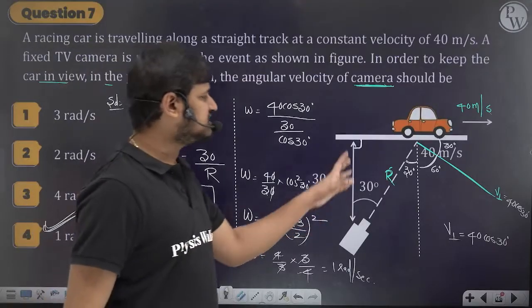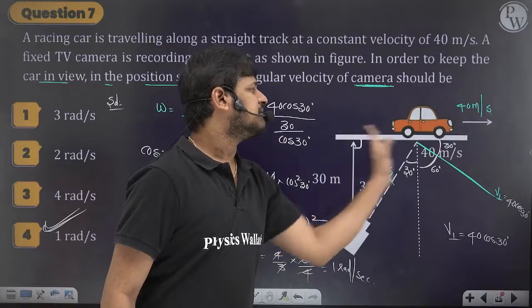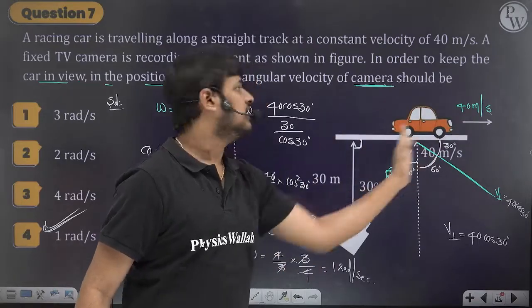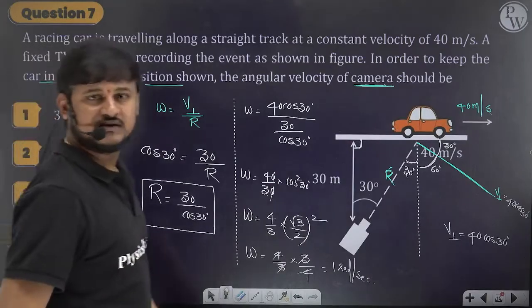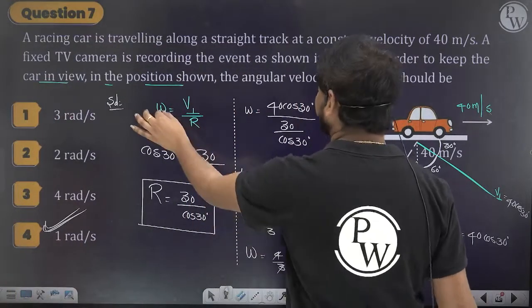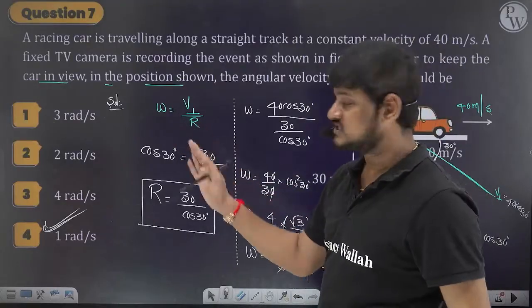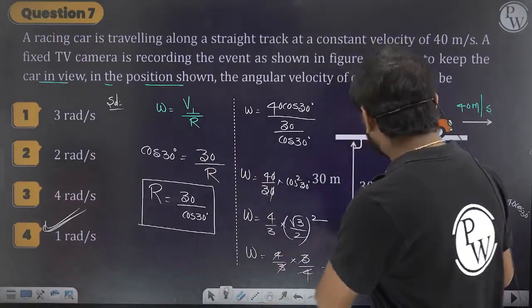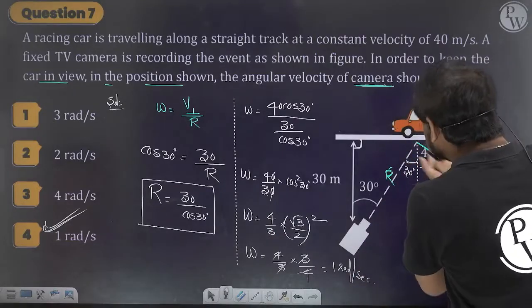Most of the students take this as the radius. R is 30, and then the perpendicular velocity is 40. So omega is equal to 40 by 30, you do like that. Most of the students do like that. But at that instant, this is already the radius, and then from there you should consider the perpendicular velocity.